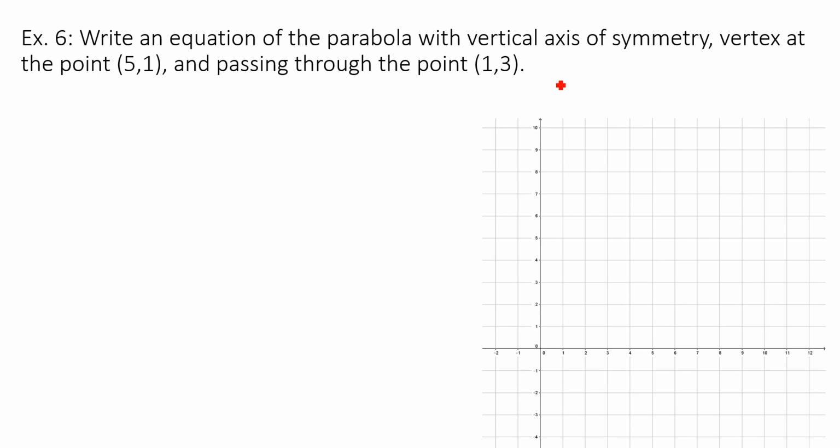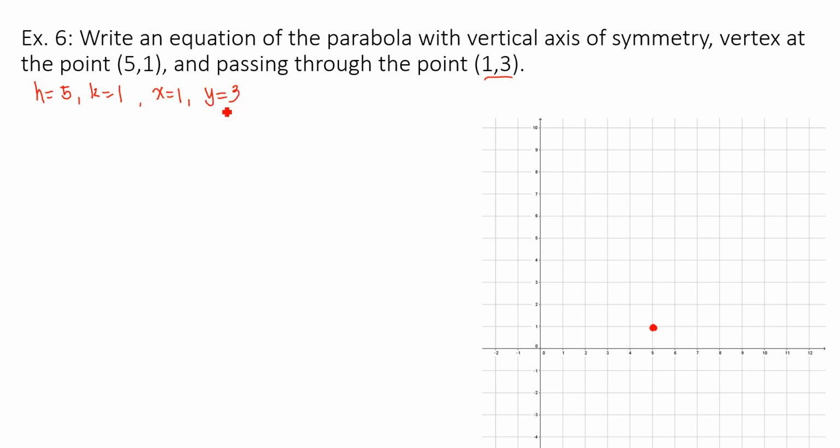Now, the vertex is at 5, 1. So this is the vertex. In other words, the h is equal to 5. The k is equal to 1. And we have the point 1, 3. So our x is equal to 1, our y is equal to 3.